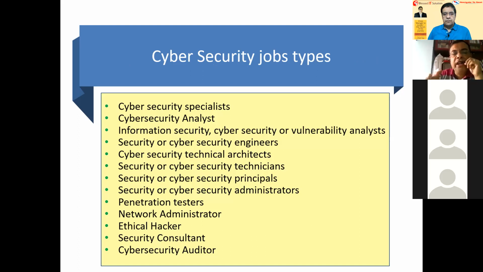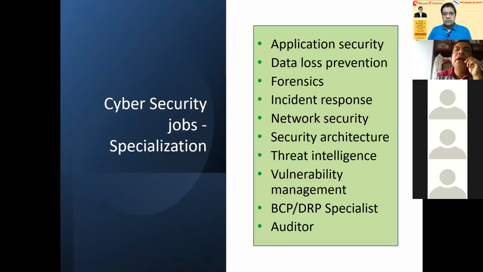And to get these jobs, these are the areas of specialization you have to do, which talk about application security and data loss prevention. These are the techniques you need to learn to prevent application security issues, to prevent data loss, to enforce forensics, to handle incidents, to take care of network security and network security architecture. Then you also have to consider threat intelligence.